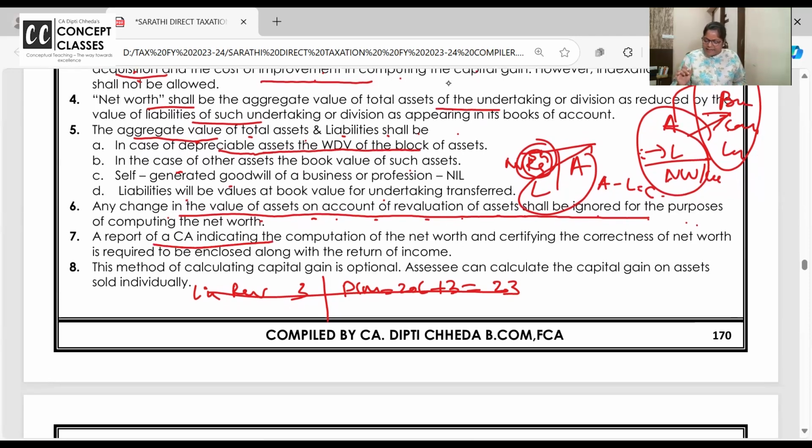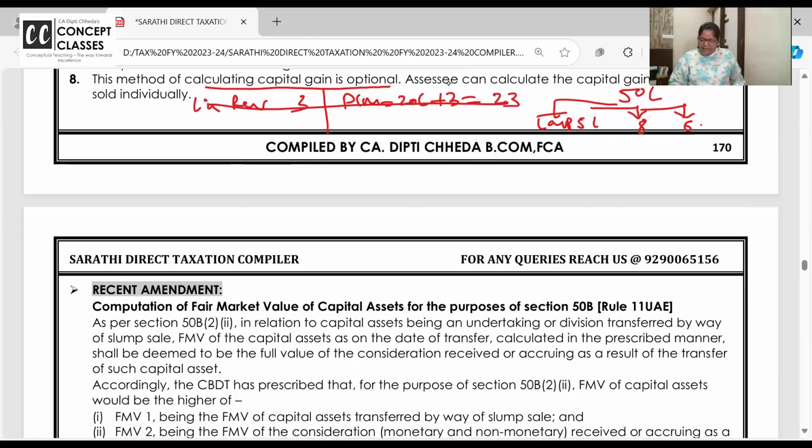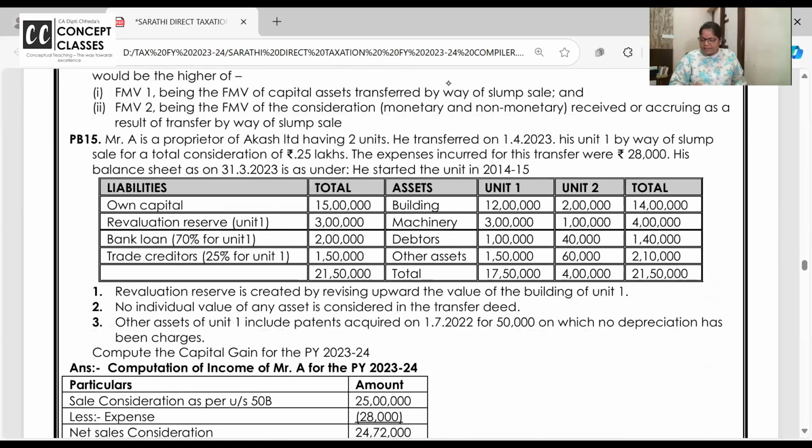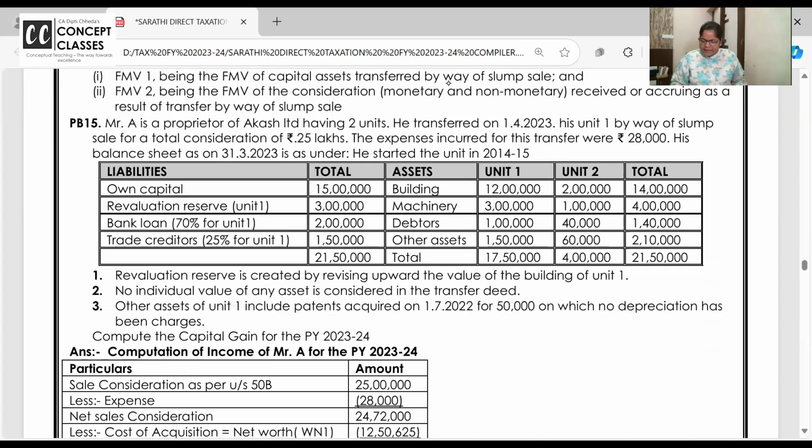Report of CA is required. This method is optional. Ma'am, if not this, then what is there? Separately. You gave me 50 lakhs. No, I'll bifurcate. Out of 50 lakhs, my laptop 5 lakhs, my projector 8 lakhs, my camera 6 lakhs. Like that I will bifurcate. But in the exam, you have to take it this way. There's some amendment in it, I'll tell you.